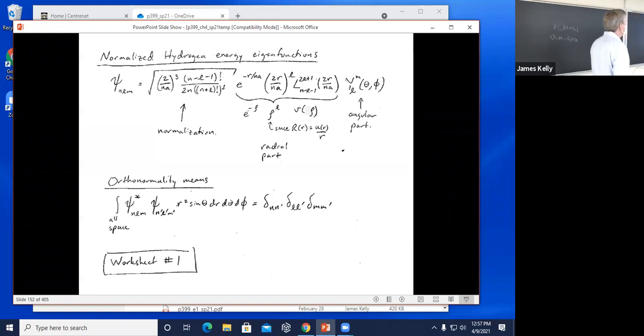Okay, so furthermore, with this normalization, these states are all mutually orthonormal. And again, we have to be careful because we're in spherical coordinates.